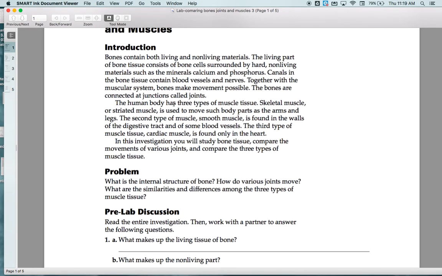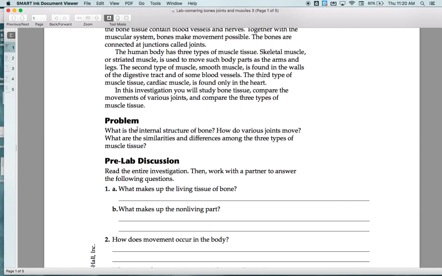The muscle tissue that contracts and helps you move, that's skeletal muscle. Muscle tissue you don't have any control over, you've got smooth muscle lining the digestive tract and some blood vessels. That's how you get a pulse. And then the third type is cardiac, which is only found in the heart. And again, you don't have voluntary control over that. You don't have to think about making your heart beat. Probably a good thing.